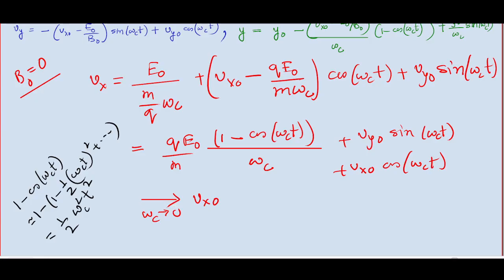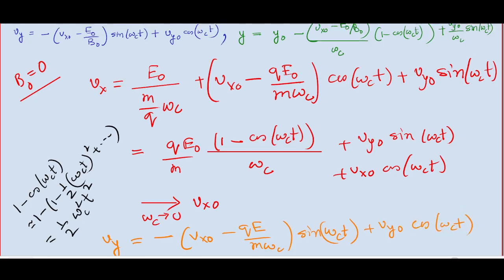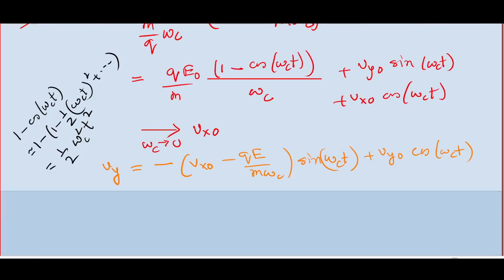For the y direction, what we need to do is calculate Vy equals minus Vx0 minus qE by m omega c into sine omega ct plus Vy0 cosine omega ct. And here the limit is very, very easy to take. The minus Vx0 sine omega ct of course gives you 0 in the limit omega c goes to 0. Vy0 cos omega ct gives you simply Vy0 in the same limit.